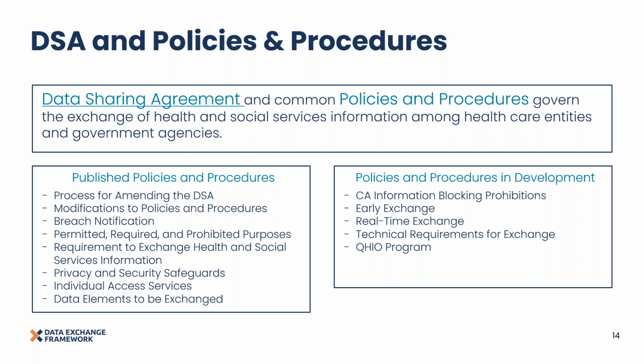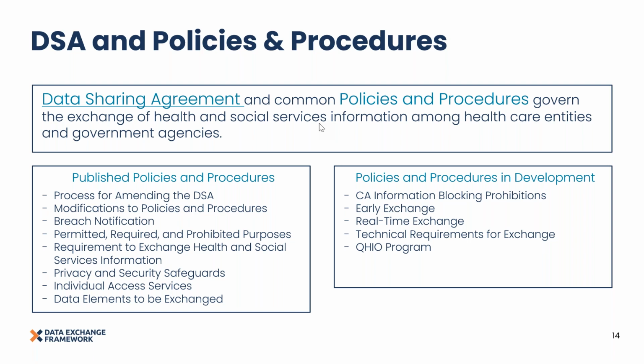And then what is the requirement to exchange health and social services information? So similar, but its own standalone policy and procedure. Privacy and security safeguards, individual access services. So how does an individual who may be a patient, or someone receiving services on the social services side, access the information? And data elements to be exchanged. That's a good technical one, where people ask what the standards of the technical elements are. So that would be the policy and procedure to start with and read.